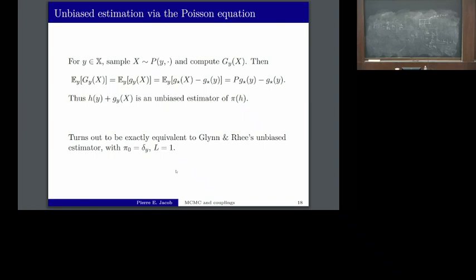Okay? And it turns out it's exactly the same as Glynn and Rhee. So we were disappointed. We thought we had a great new idea, and it's exactly the same idea. But here, there's no little k and big L. So you can, in fact, generalize this. If you want a lag of L, you do the same story with the Poisson equation for the iterated kernel P to the L. And instead of starting from a fixed little y, you can start from a distribution. Randomize the starting point. And if you randomize the starting point to be P sub k, you're exactly back in the same scenario as before.